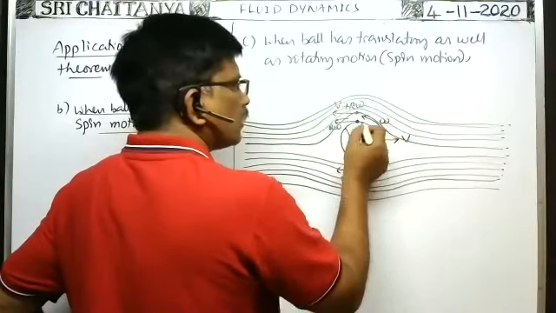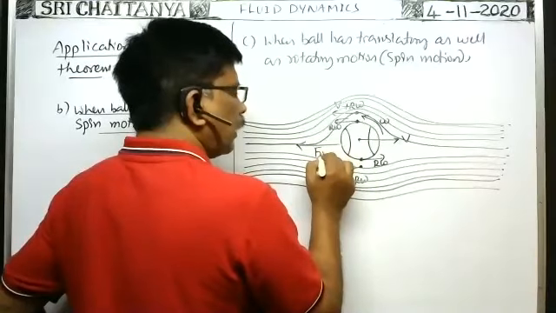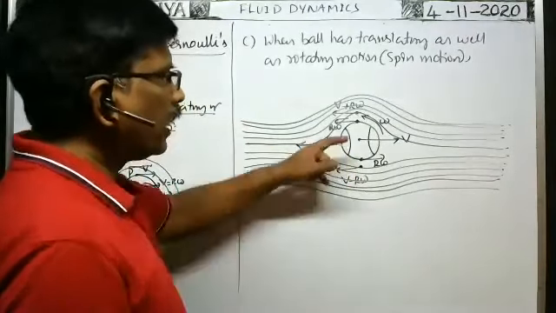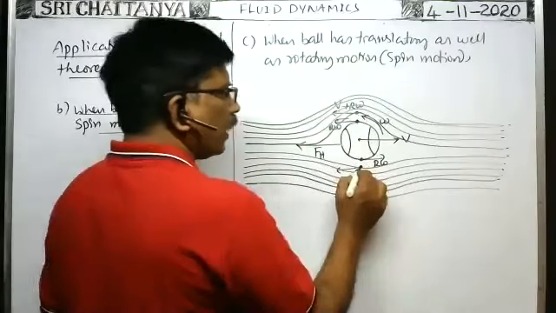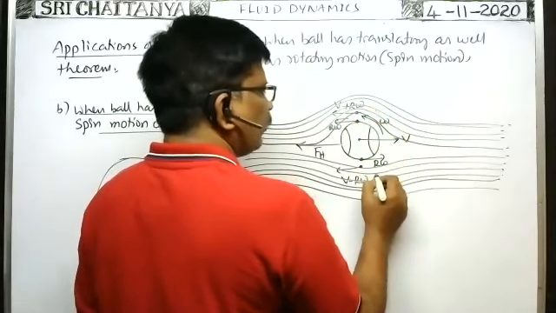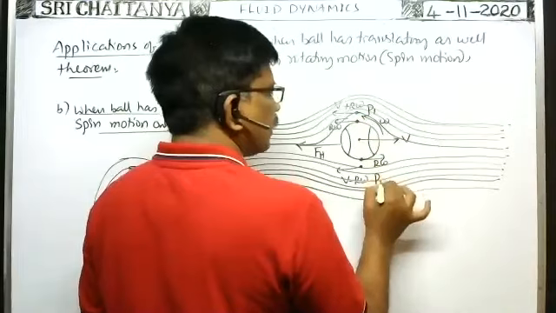Now you see here, whenever the ball travels in the forward direction, the air exerts an opposing force on the ball. Along the horizontal direction, some opposing force acts, say FH. At the bottom, the velocity of the fluid particles is less. At the top, the velocity of the fluid particles is more. That's why at the top the pressure is say P1, at the bottom the pressure is say P2.